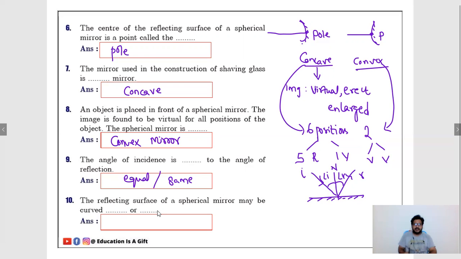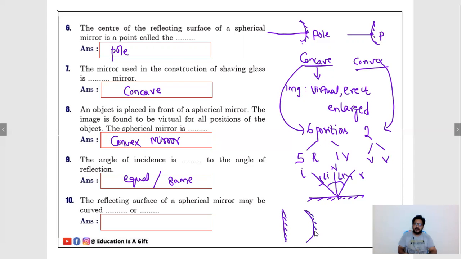10th question, the reflecting surface of a spherical mirror may be curved dash or dash. So why it is called a spherical mirror? We know, consider this is plane mirror. This plane mirror, if you bend it inwards, I mean, of course you cannot bend it. If you bend it will break. So if a mirror which is bent inside or inwards, I mean like this.